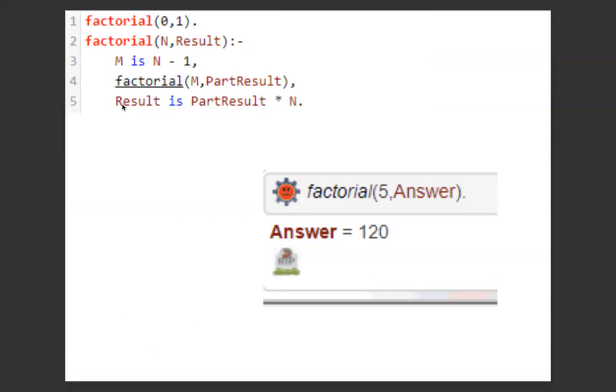Now, pay very close attention. Let's assume that I'm starting off with 3 factorial. The factorial of 3 will be result, and I'm trying to find out what that is. To find the factorial of 3, I will first assign m as 3 minus 1, so that's 2. I will start off finding the factorial of 2, and the factorial of 2 will correspond to my partial result. This results in my recursive call.